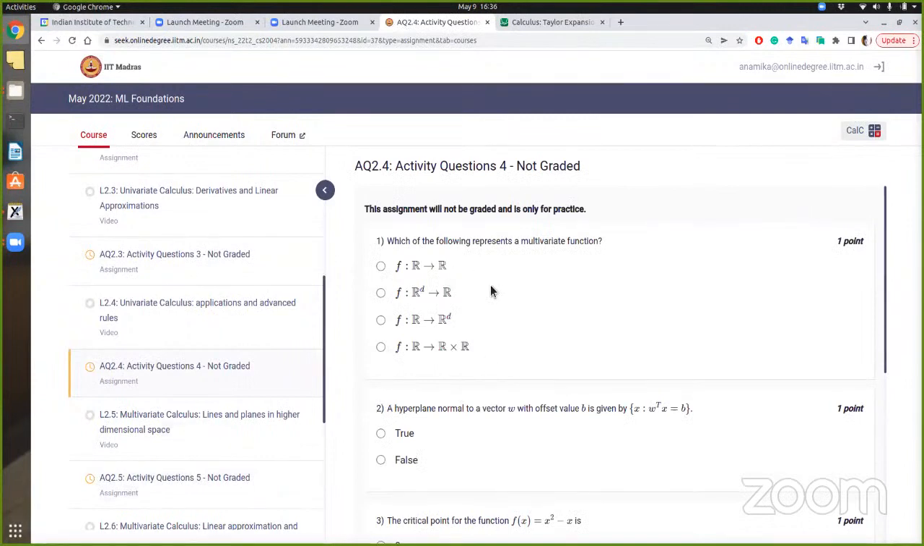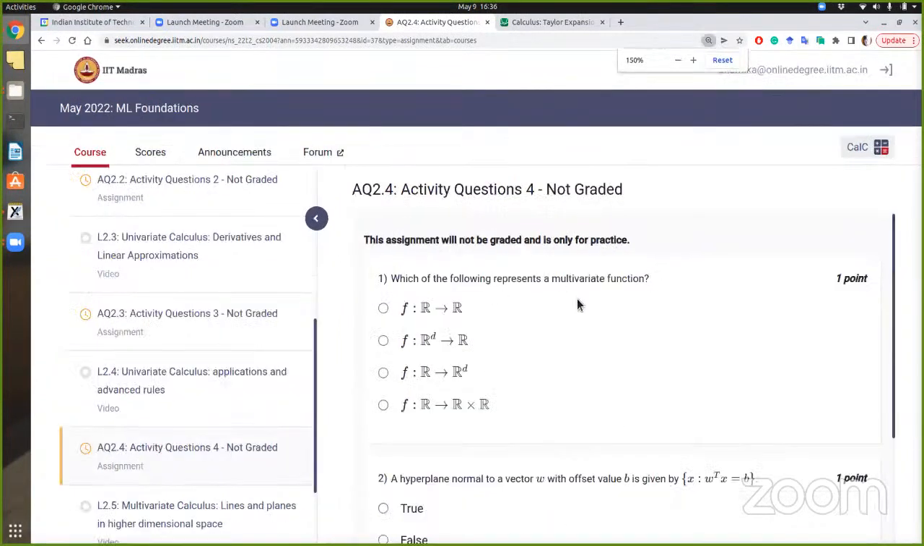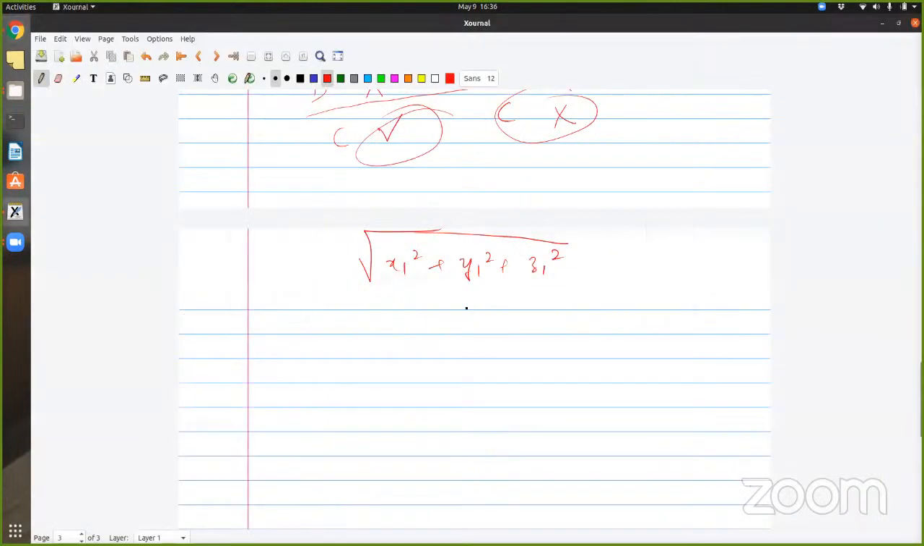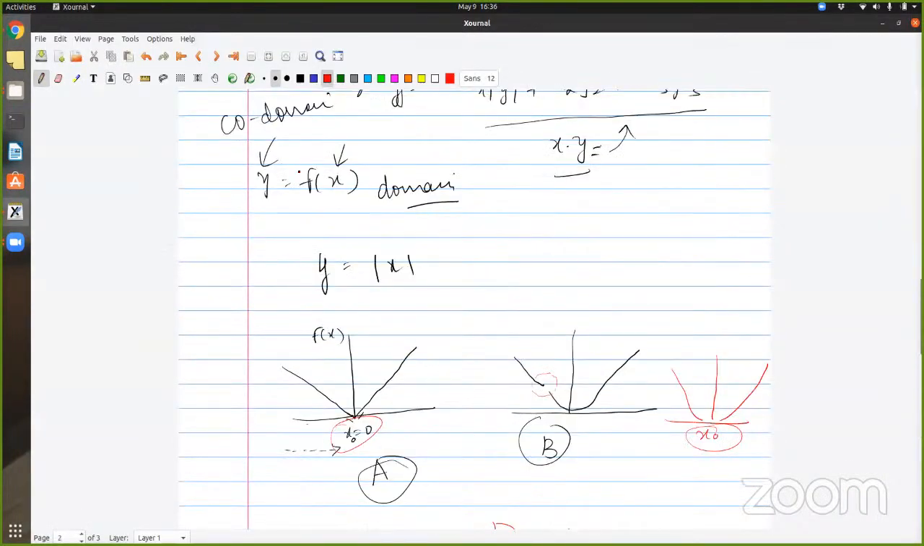Which of the following represents a multivariate function? Which one should be the correct option? R^d to R. Multivariate means there are many variables involved. So y is equal to f of x, what kind of function is this? This is a single variable function, R to R. And y is equal to g of x1, x2 and so on is a multivariate function. So there could be many variables.